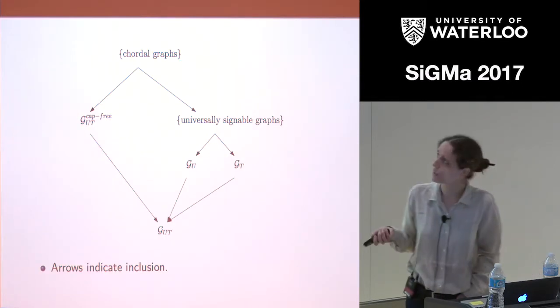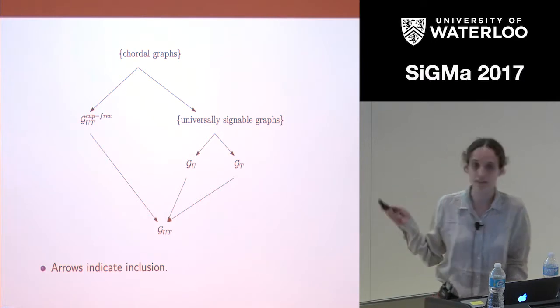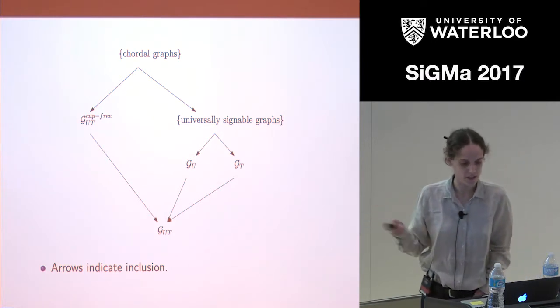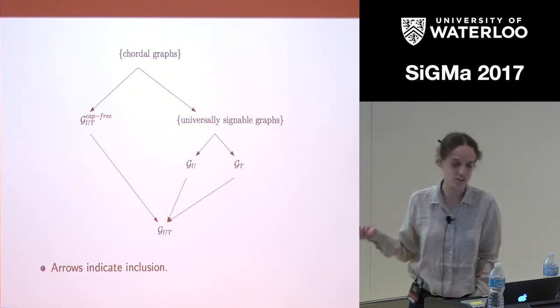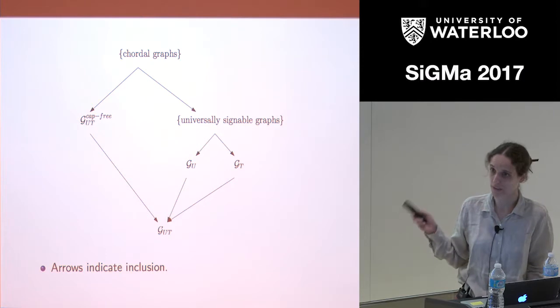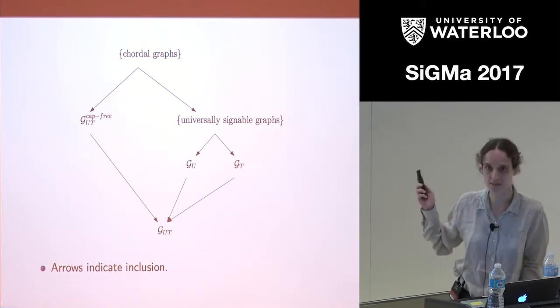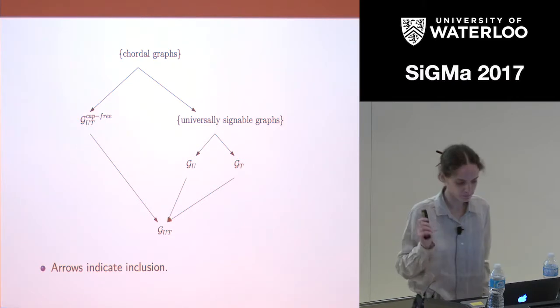And here's kind of a schematic representation of the relationship between the classes that have been mentioned so far. Arrows just indicate inclusion. Chordal graphs are the smallest. They're included in everything else. And this class GUT, the universal wheel, twin wheel only class, well, it contains everything else as a subclass. And the other inclusions are just indicated by arrows.